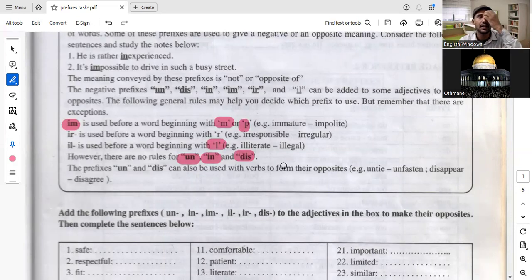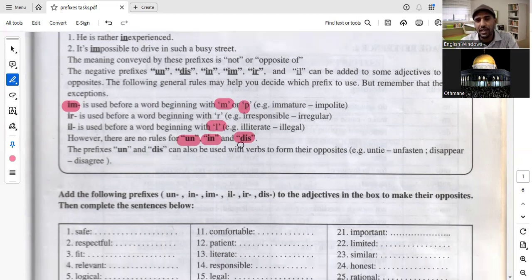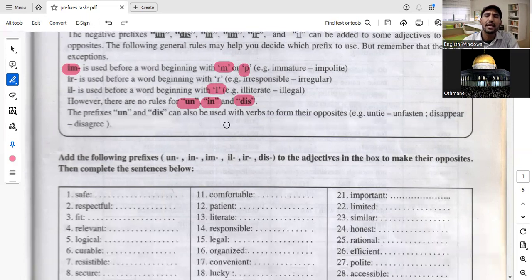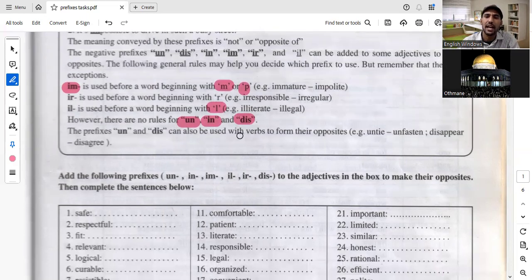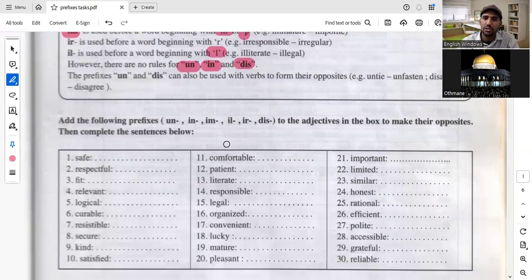Respectful, محترم. Disrespectful, غير محترم. So again here we have R, sometimes S, words that begin with S or R. But there are no rules to over-generalize here.